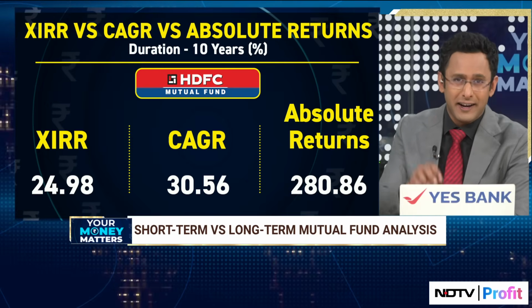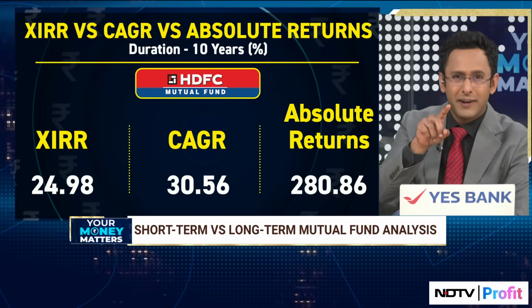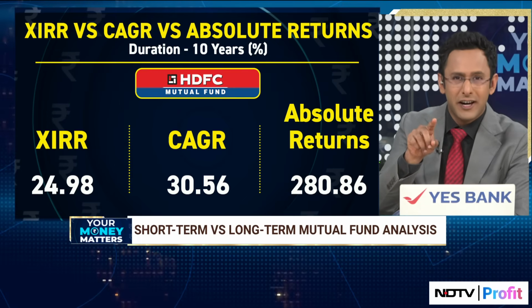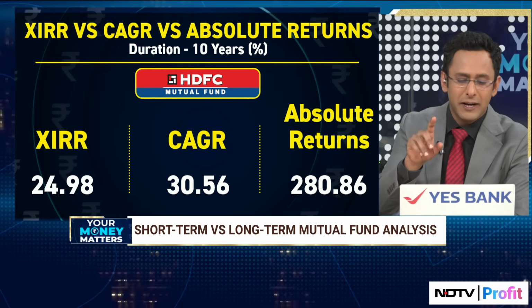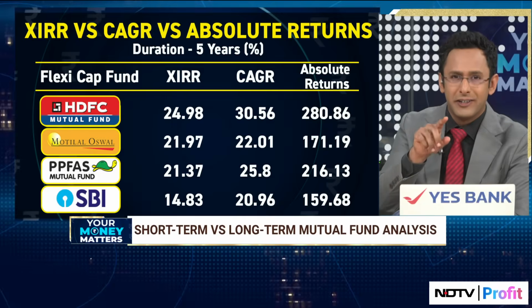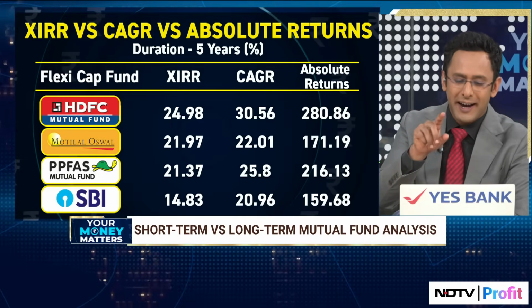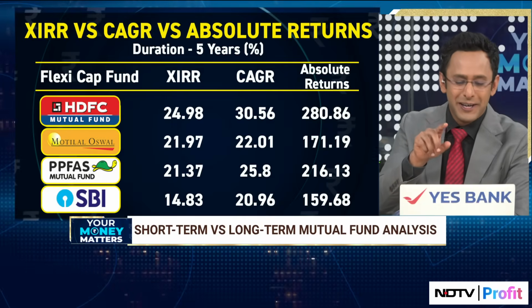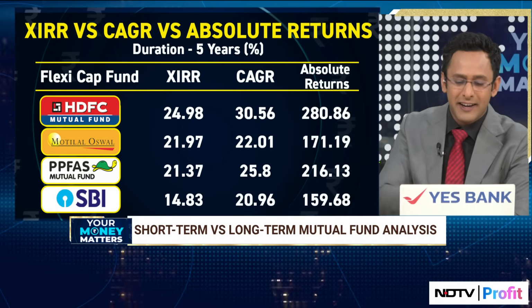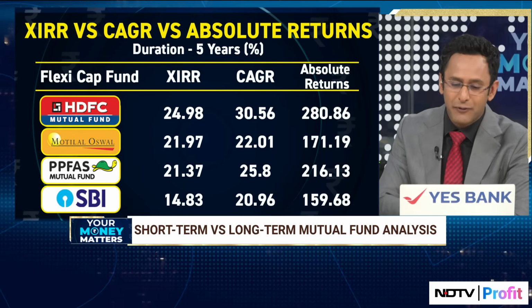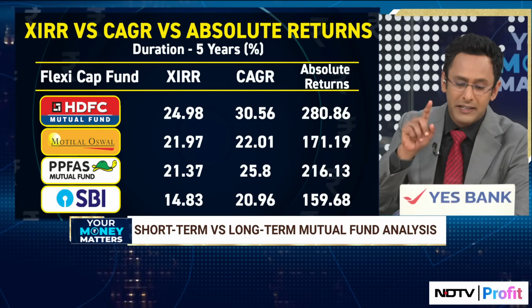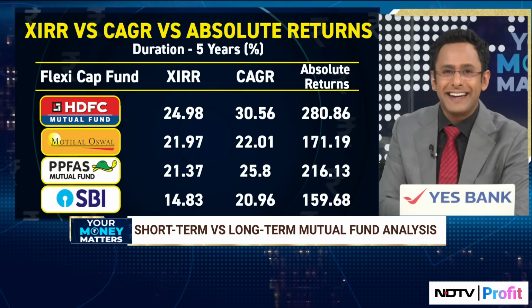So at this point, I want to pull up both the CAGR returns for a 5 year period as well as the XIRR, or the internal rate of return, for that 5 year period, and take a look at the differences here. Because you will see that the XIRR is quite different from what you've recorded as the CAGR. So for example, HDFC FlexiCap is 30.56 as the compounded annual growth rate, but the XIRR is only about 24.98%.